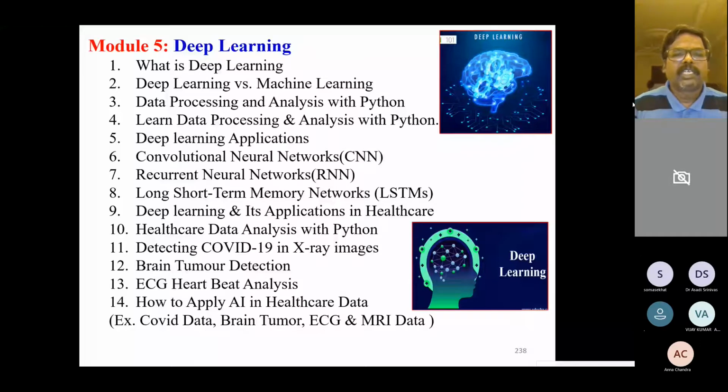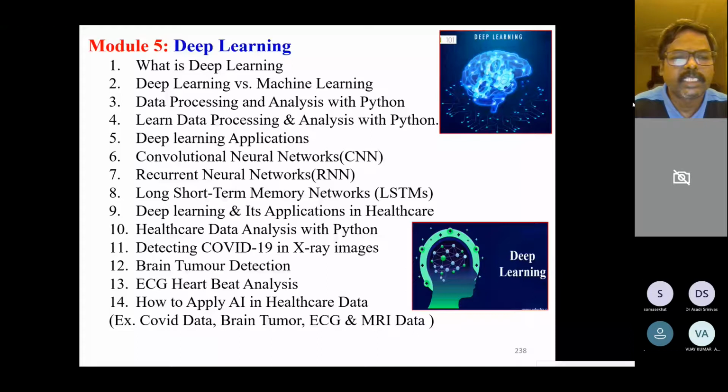Data processing and analysis with Python. Learn data processing and analysis with Python. Deep learning applications, convolutional neural networks, recurrent neural networks, long short-term memory networks, deep learning and its applications in healthcare, healthcare data analysis with Python, detecting COVID-19 in X-ray images using CNN, and brain tumor detection, ECG heartbeat analysis using CNN, how to apply AI in healthcare data, example COVID data, brain tumor, ECG and MRI data.